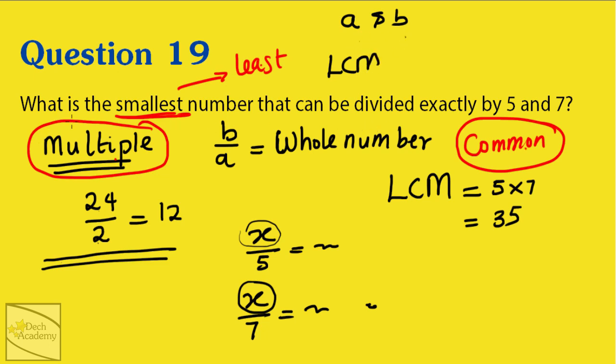So anytime you have a question like this, what is the smallest number that can be divided exactly? Exactly refers to the fact that when you do the division, there will be no remainder. If you have a problem like this, all you need to do is find the LCM of a and b. In this case, we needed to find the LCM of 5 and 7. And because 5 and 7 are prime numbers, the LCM of two prime numbers, or any number of prime numbers, is just obtained by multiplying the prime numbers together. So 5 times 7 gives us 35 as our LCM, and that's the answer.